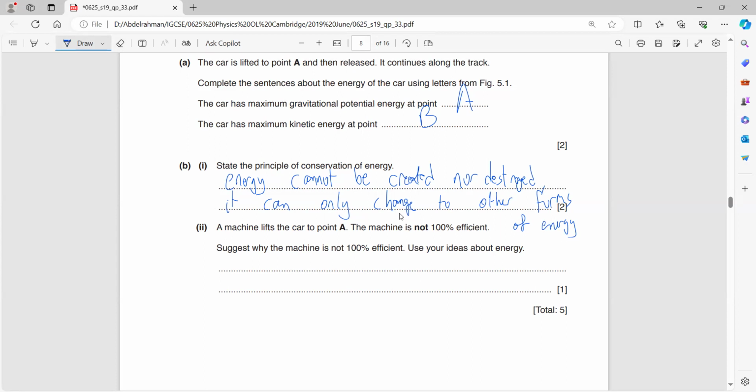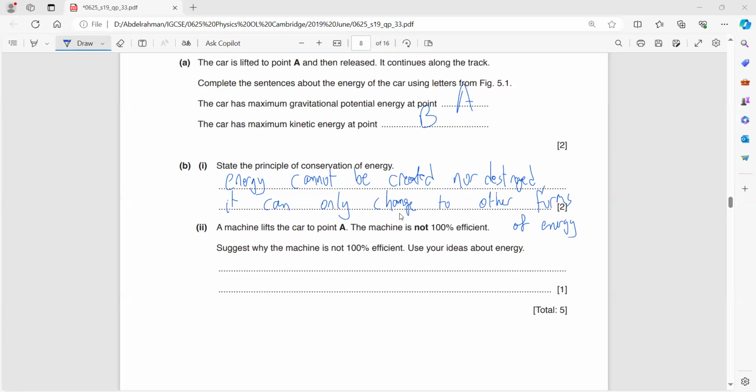Come on. A machine lifts the car to point A. The machine is not 100% efficient. Suggest why the machine is not 100% efficient. Use your ideas about energy. Why is the machine not 100% efficient? Because it lost energy. Exactly. Because it loses some energy.